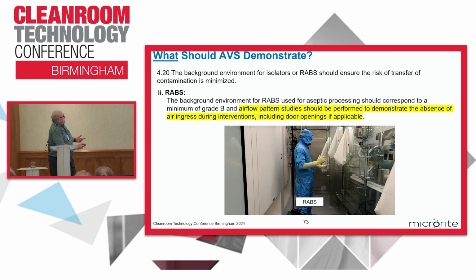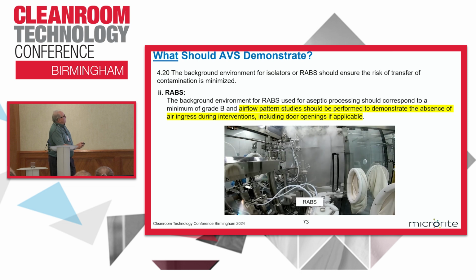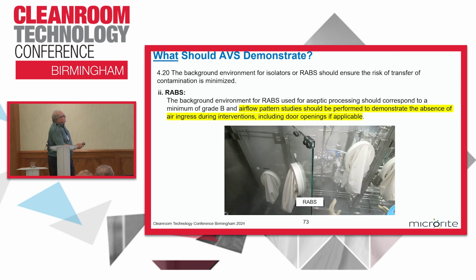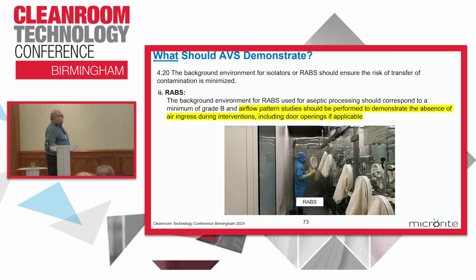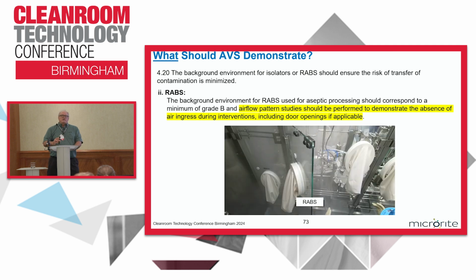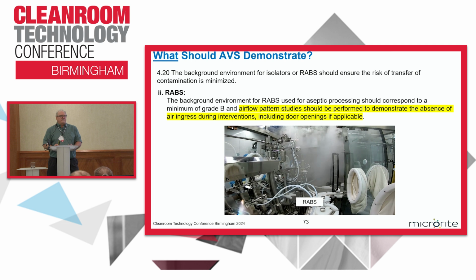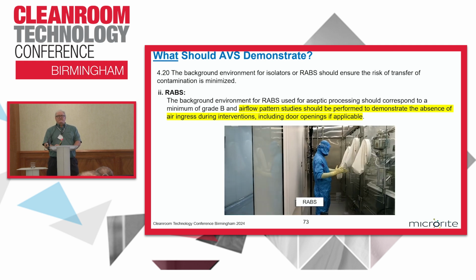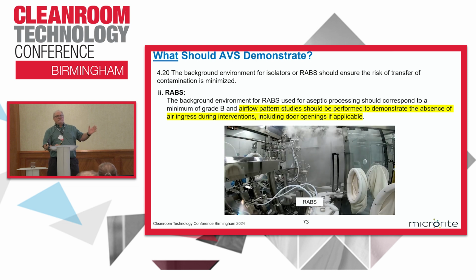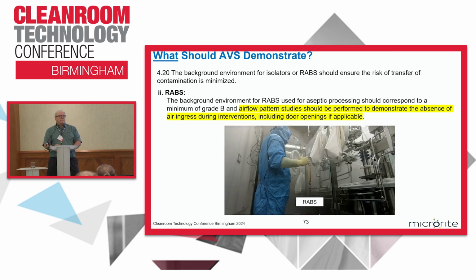Background, talking about RABS, the background of the RABS for aseptic processing should correspond to a minimum of grade B, and this airflow pattern study should be performed to demonstrate the absence of air ingress during interventions, including door openings if applicable. And I'm talking about RABS here, but the same is true with isolators. You should be performing smoke studies with your doors open on your isolators to prove that grade C air doesn't enter the isolator during setup. People argue with me all the time, say you don't need to, it's an isolator, we use VHP, blah, blah, blah, it doesn't matter. The regulators are saying it matters.